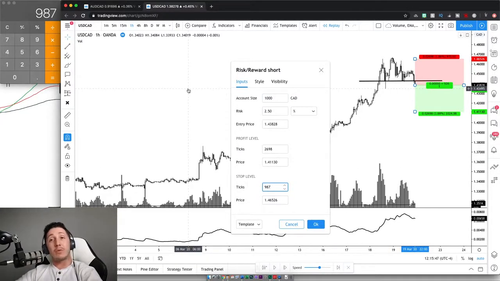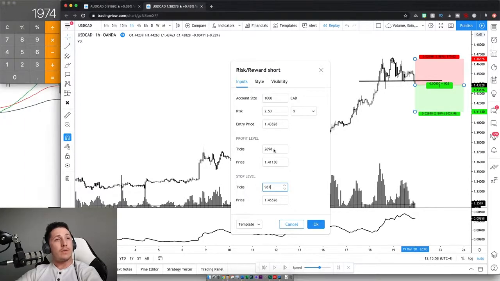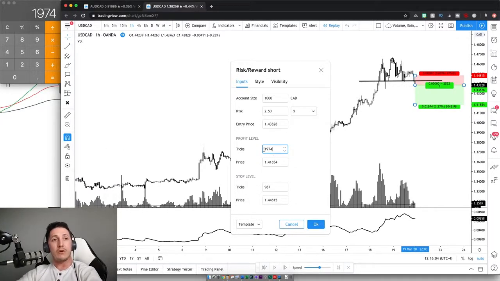And now for a take profit, what I like to do is go that times 2. So now we're going to have a 2R on this. We're going to have our take profit at 1974. So we have 197 pips, risking 98.